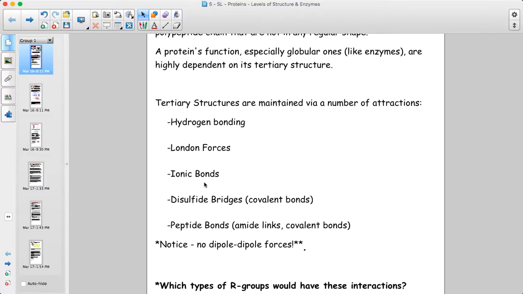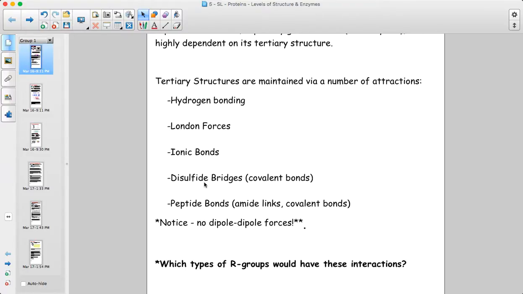It can include ionic bonds, ionic interactions, because as we've talked about, amino acids can pick up charges. Their R groups, if they have amines, might pick up hydrogens and become positively charged. If they have carboxyl groups, they might lose hydrogens and become negatively charged. So different R groups can have different charges, and those opposite charges can attract ionically.